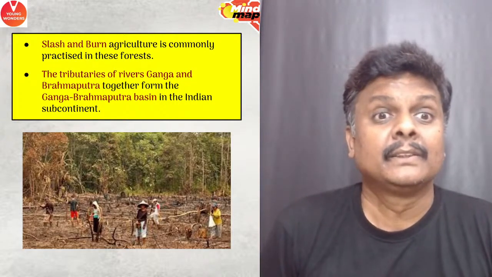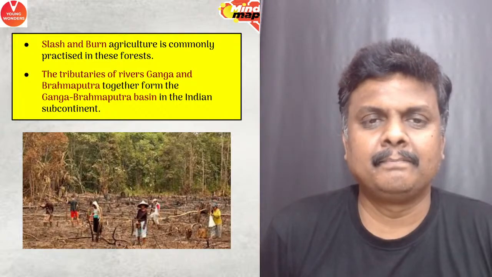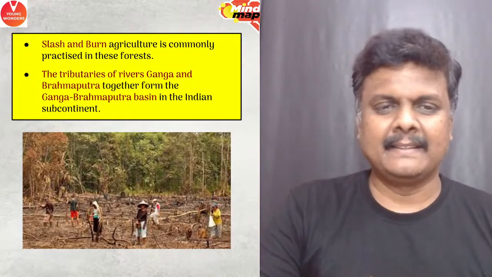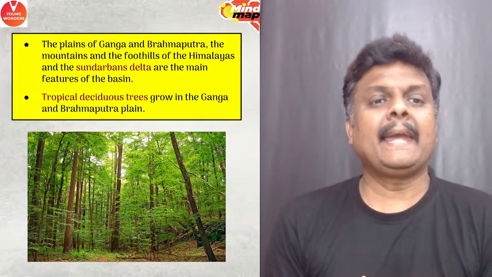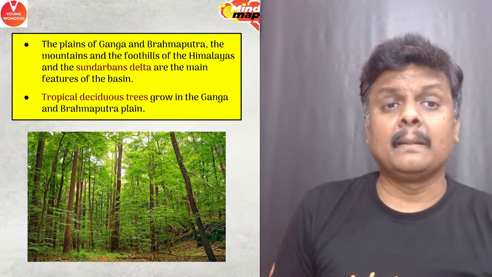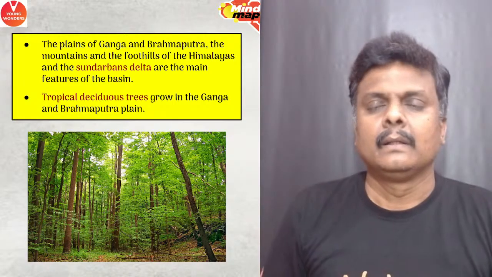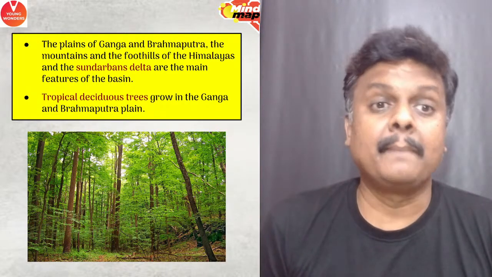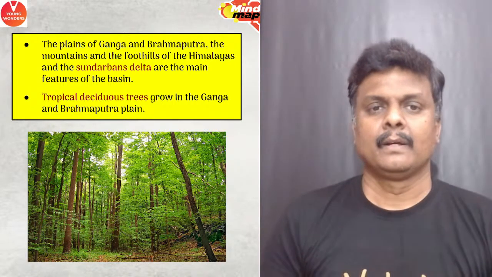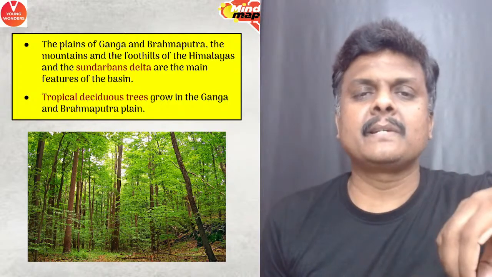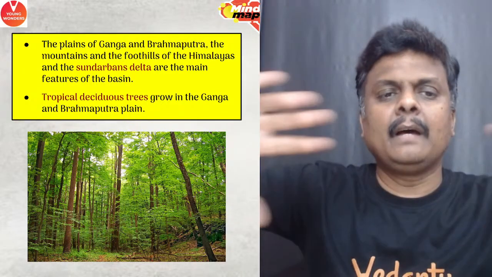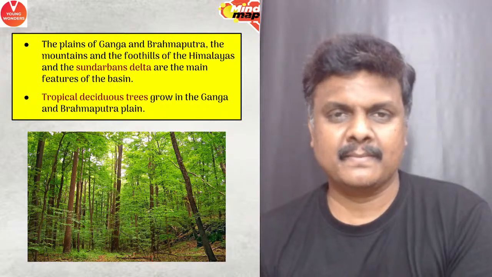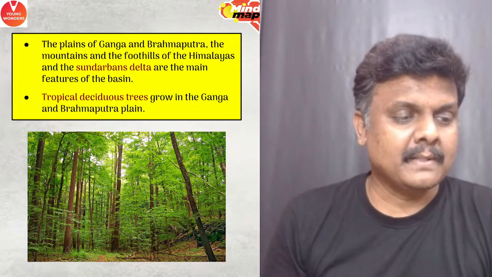Cool? So now if you take the Ganga and Brahmaputra basin, that's one of the largest in the world. That region, the delta. So the plains of Ganga, Brahmaputra, the mountains and foothills of the Himalayas and the Sundarban Delta, this region forms the main area of the Ganga Brahmaputra basin. The mountains and foothills of the Himalayas and the Sundarbans Delta form the major area of the basin. So what kind of trees grow here? Tropical deciduous trees in the Ganga Brahmaputra basin.